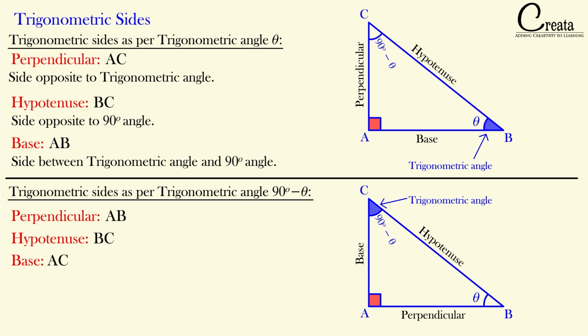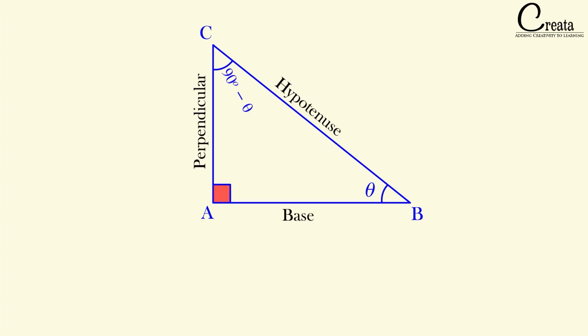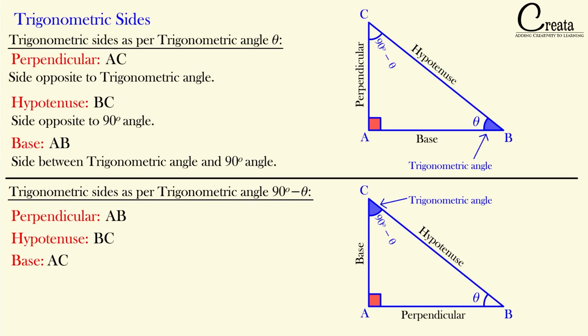Side AC is the side between the trigonometric angle and the 90-degree angle. We got AC as base. In the previous case, AB was base. Are you observing this? As we change the trigonometric angle, base and perpendicular also change, but hypotenuse remains the same. This is a very important concept and you should know this.